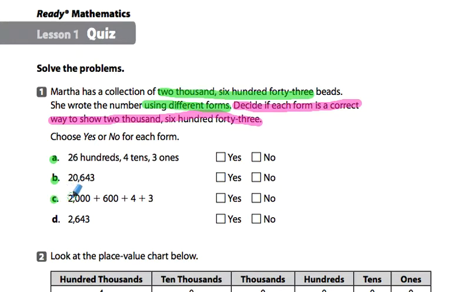C. 2,000 plus 600 plus 4 plus 3. Is that the same as the number of beads that Martha has? And D. 2,643. Is that the same as the number of beads that Martha has? You need to decide yes or no for each question. All right, go ahead and pause the video while you decide whether each one of these means the same thing as 2,643. Pause the video.